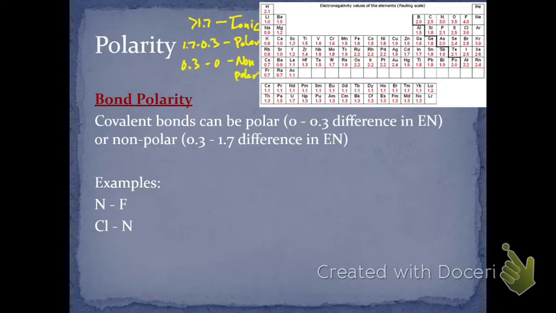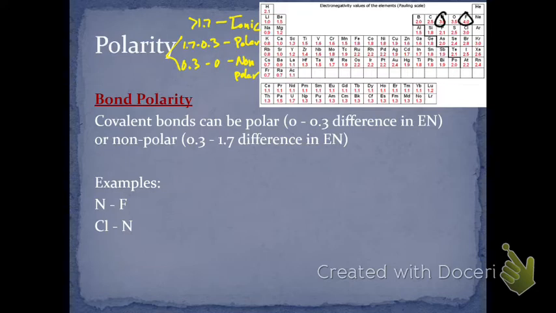So what does that mean? We're going to focus on this part here since we're doing covalent bonds. But what does that mean specifically? So if we look at nitrogen and fluorine, nitrogen is here, and fluorine is here.